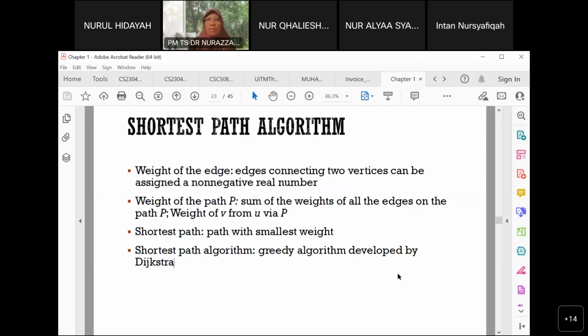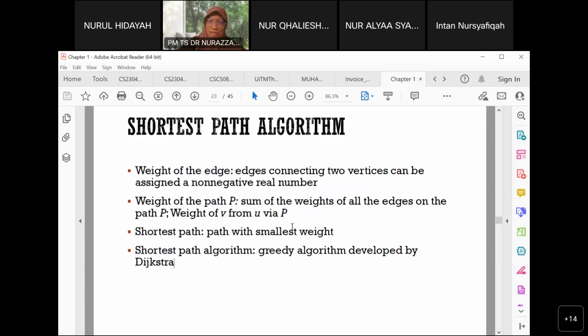For example, in terms of the weighted edges, the weightage that we assign to the edges can represent the time, or it can represent the cost, the money, or it can represent the distance from one city to another city. So we want to find which is the shortest distance to go from one vertex to another vertex.